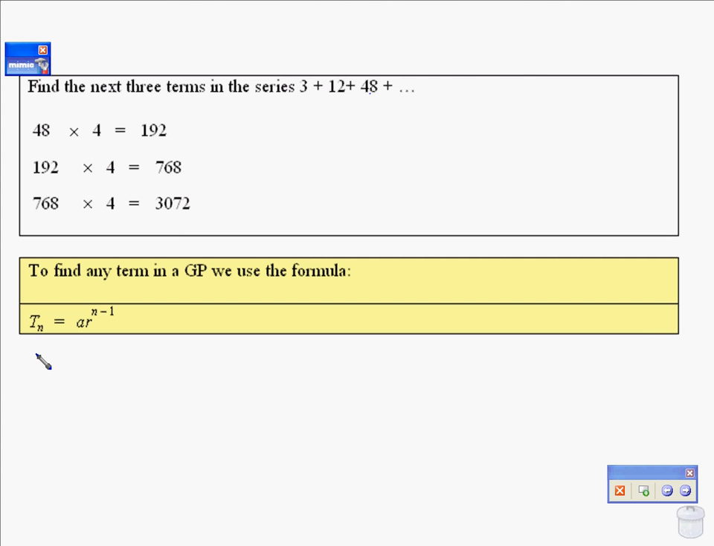Now, just say we wanted to get the 100th term. Well, we're not going to keep going and keep multiplying by 4. What we're going to do is use this formula, and this is the formula we're going to use all the time. To find any term in the GP, we use Tn again, and that's equal to A times R to the power of n minus 1.